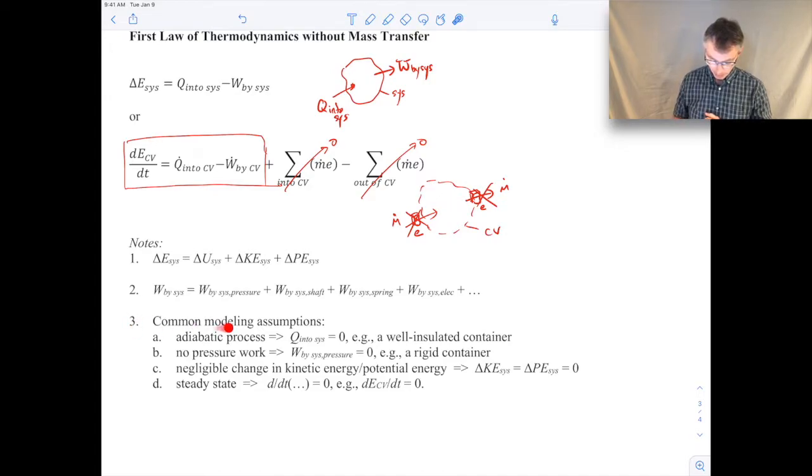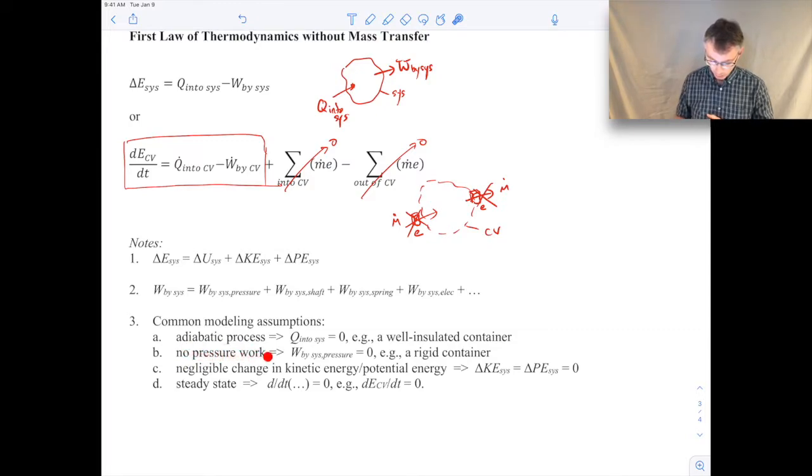The third item here are common modeling assumptions. So when we start to work problems involving the first law, we often need to make certain assumptions as we solve that first law relation. One common one is an adiabatic process. I just talked about this. That means that the heat transfer term is zero, and that might occur if you're dealing, for example, with a well-insulated container, where the heat transfer effects, maybe they're really there in reality, they're just very small. And so we make the engineering approximation that we'll just neglect it entirely.